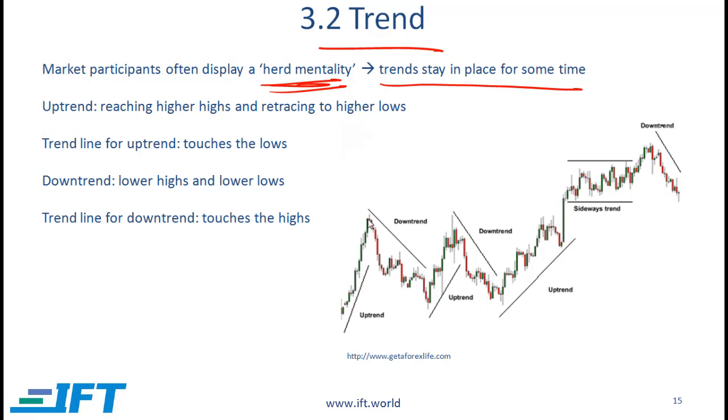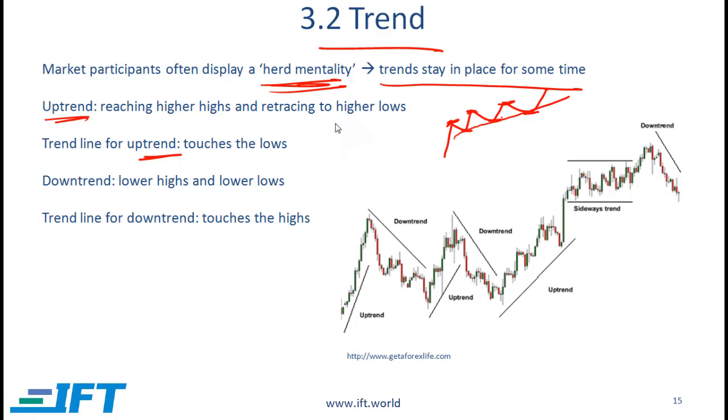When stocks are going up, we say we have an uptrend. An uptrend is where we have a situation like this, where the highs are reaching new highs and the lows are also ending up higher. If we are to draw a trend line for an uptrend, we need to touch all the lows. So remember this point, with an uptrend, the trend line connects the lows.